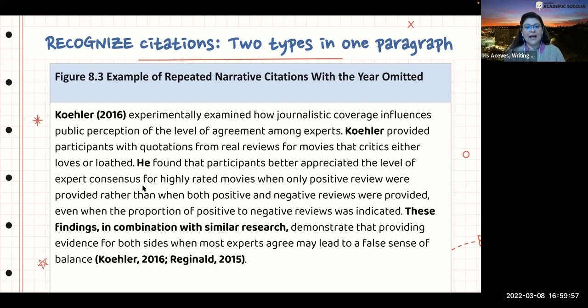So now we have at the end a parenthetical citation, because we're still referring to the work of Kohler, but we're bringing in Reginald 2015, right? And these are some of the ways that you can go ahead and start to have a little variety in your writing, in your essay, but you're still acknowledging that you got this information from these particular works, right?